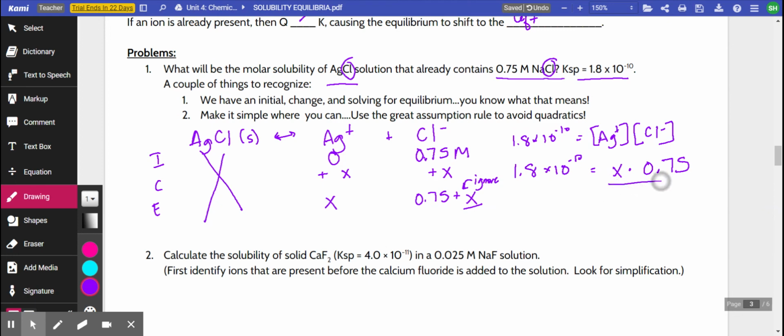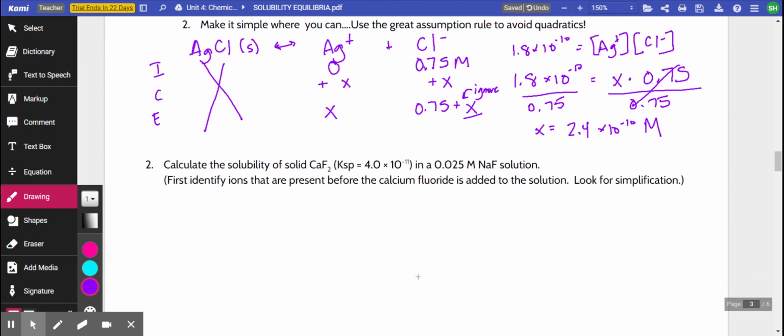All right, so I'm going to divide by 0.75 and solve for X. So the molarity of the silver, and this would be equal to the molarity of the chloride ion, is 2.4 times 10 to the negative 10th molar. Okay. All right, so let's go down here and try another one.